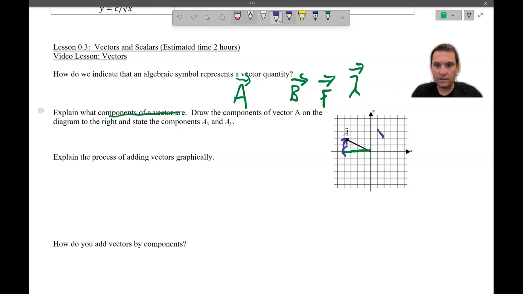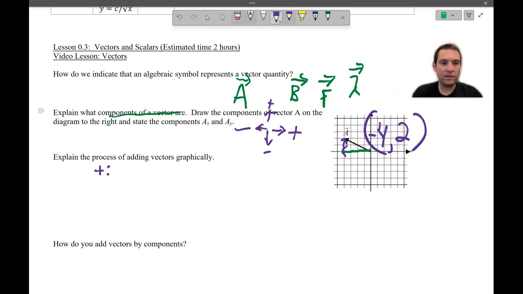So x is -4 because we're going left. We're assuming right to be positive and left to be negative, and up to be positive and down to be negative. Left 4 and then up 2. There we go.